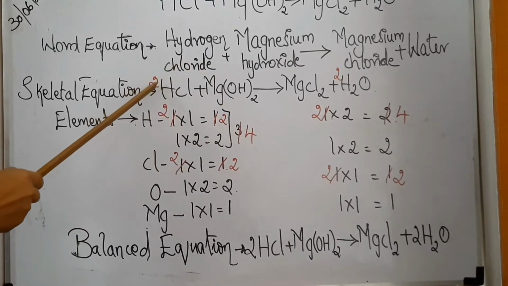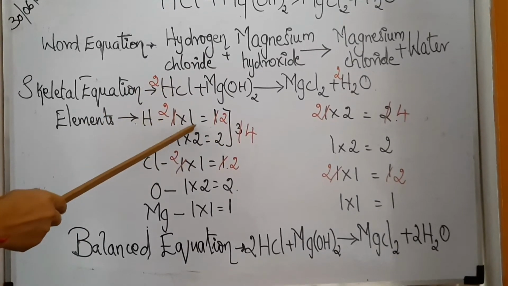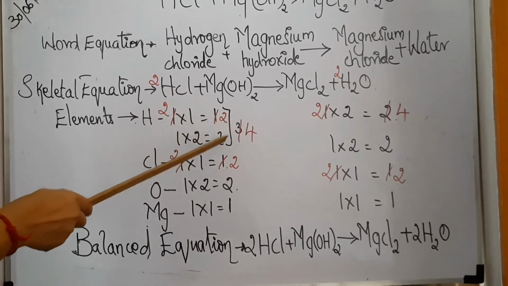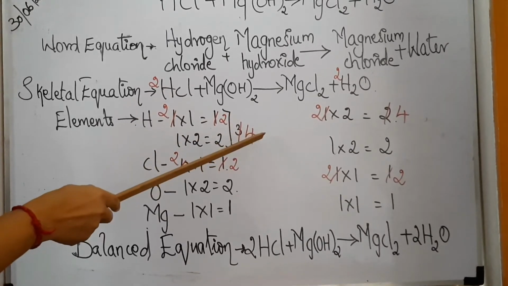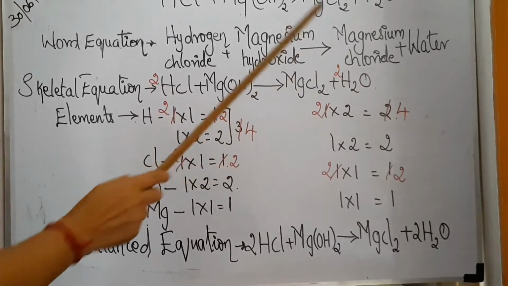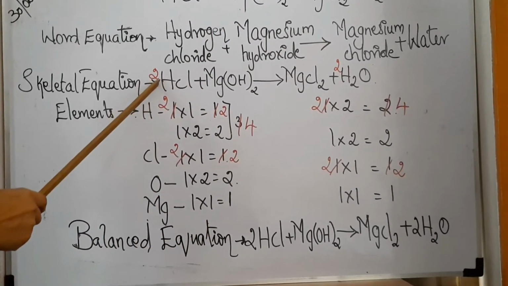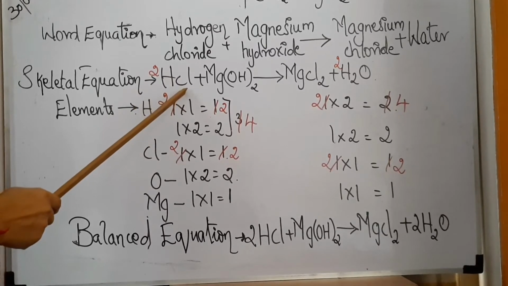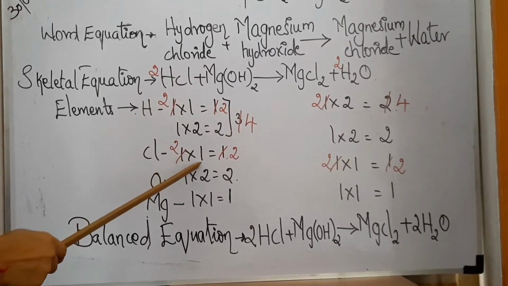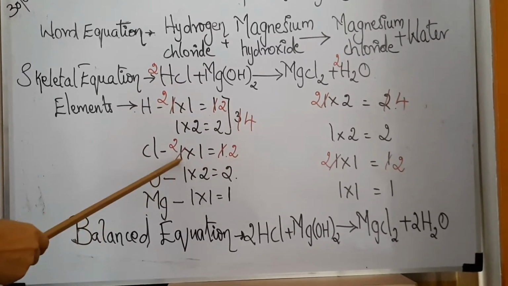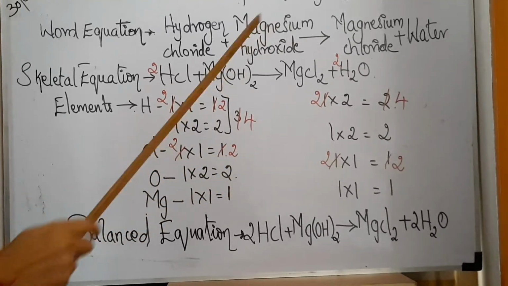Now what should I do? I will add 2 here. 2 into 1 has become 2. 2 plus 2 has become 4. Now 4 and 4, they are balanced. Now see, when we were doing it here, Cl also has got changed. 2 into 1 becomes 2. Now see, chlorine has also got balanced.